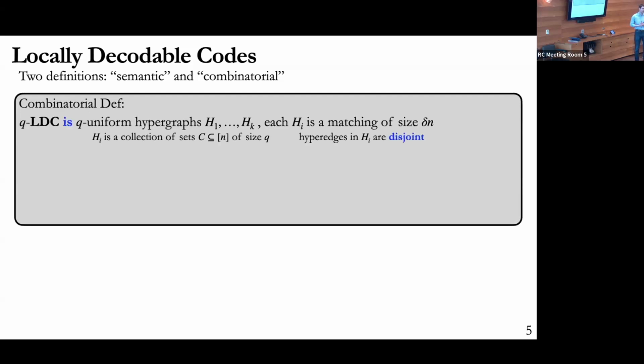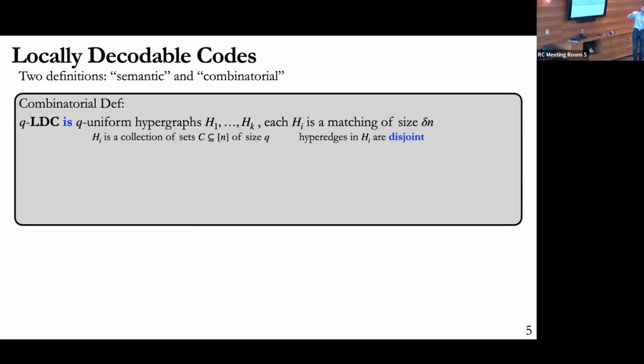So what's the combinatorial definition? Well, I'm going to define a Q-query locally decodable code to be a collection of Q uniform hypergraphs, H1 through HK, where if you recall from last time, a Q uniform hypergraph is simply a collection of sets that are subsets of some vertex set [n], where each set has size exactly q. So a 2 uniform hypergraph is just a graph because if you have subsets of vertices of size 2, those are just your edges in your graph. And a hypergraph is a generalization of this to sets of size q. And here think of q as a small constant, like maybe 3 or 4.